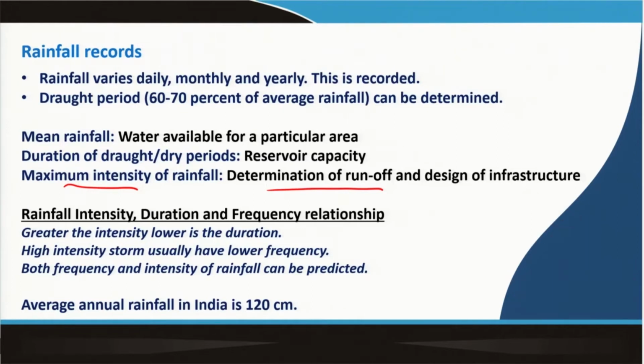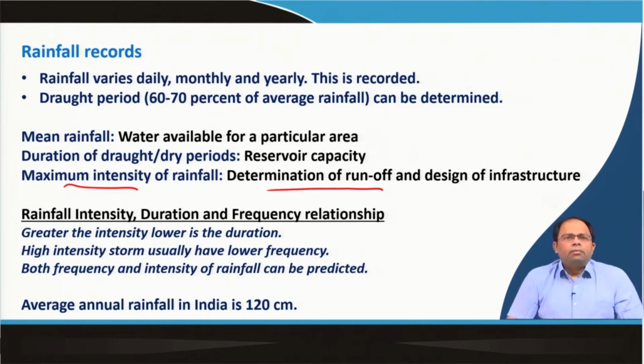High intensity storms usually have lower frequency, and both frequency and intensity of rainfall can be predicted. So, these are some of the trends, but there are always variations to that as well. And in India, we usually get an average annual rainfall of around 120 centimeters. This is not uniform all over India. Some places it is more, some places it is less. So, average rainfall in India is around 120 centimeters per year. That means, per year we receive this amount of rainfall.